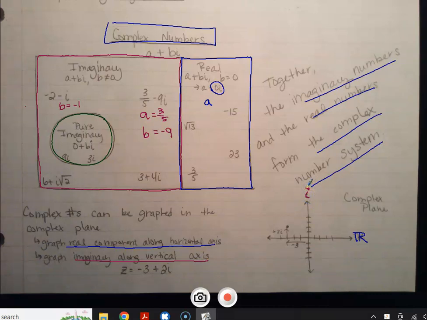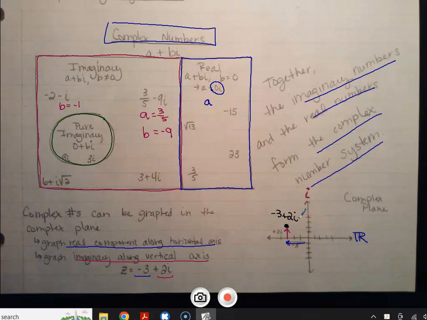So if we look at this number, z equals -3 plus 2i, we're going to graph the horizontal, the real component, so this negative 3 here. So we come back from the origin, we come back negative 3. And then we take care of the imaginary on the vertical. So from there we go up 2 to put our point. So this point is -3 plus 2i. That is that point right there.